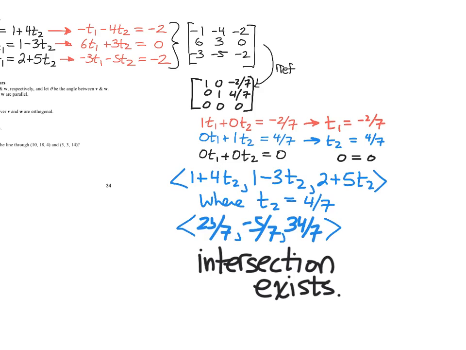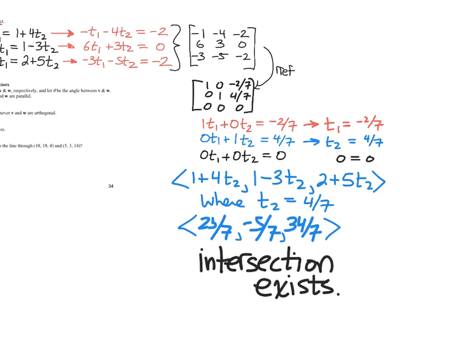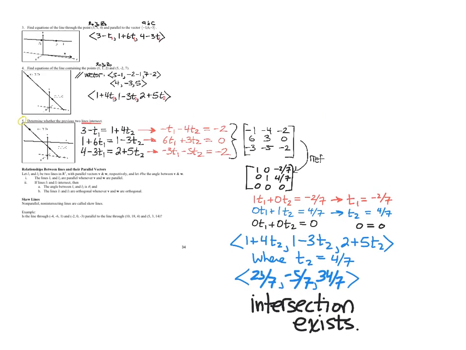All right, and again, if you wanted to, you could have plugged your T1 value, the negative 2/7, into your T1 set of equations, and you would have gotten the same coordinates, 23/7, negative 5/7, and 34/7. All right, so that's giving us the location of the intersection between the two roads.